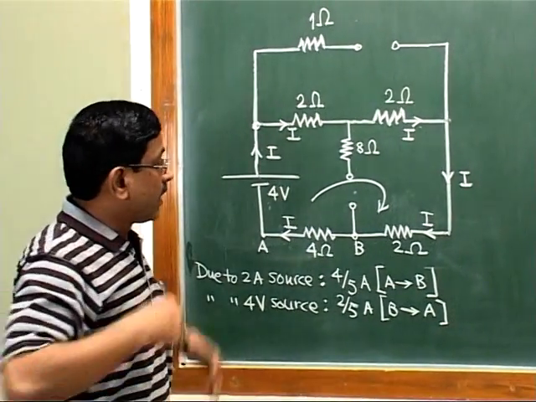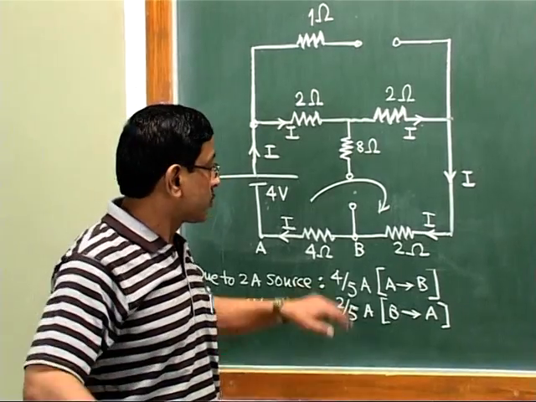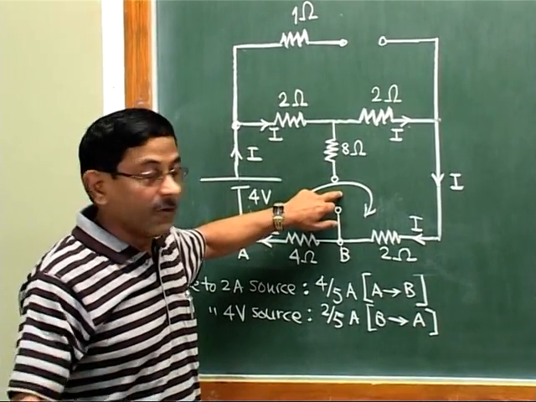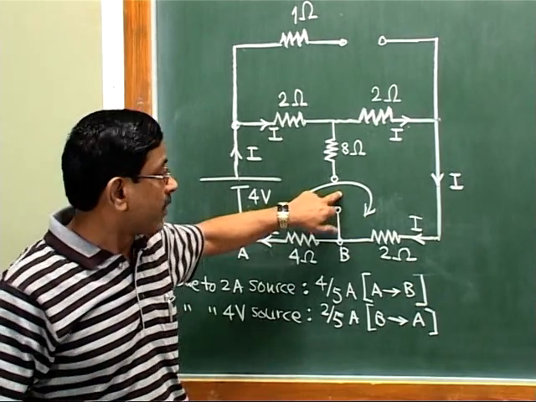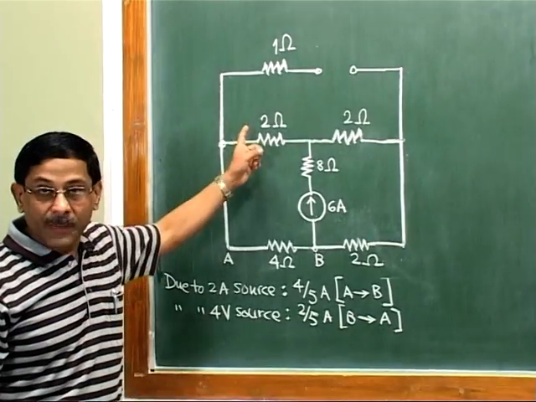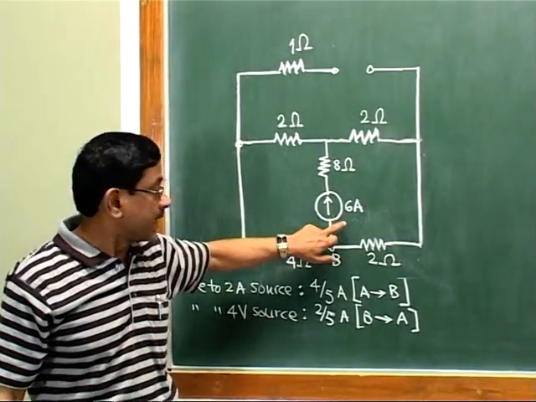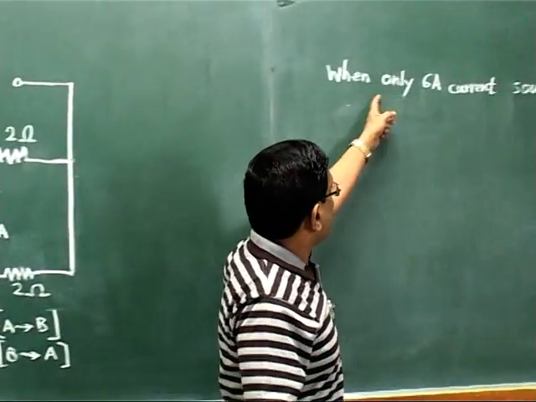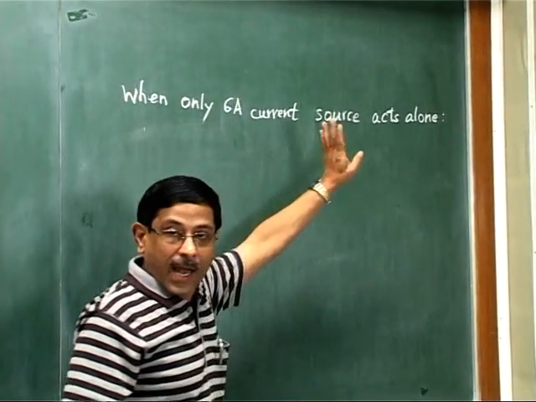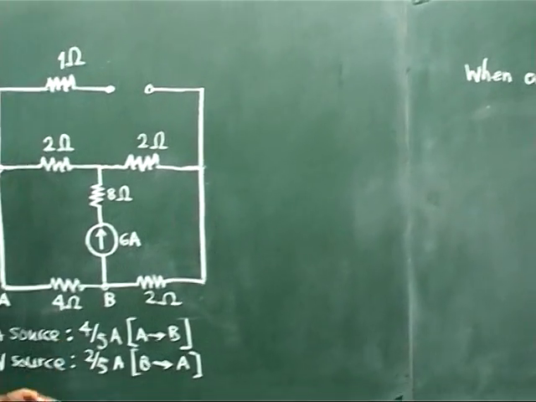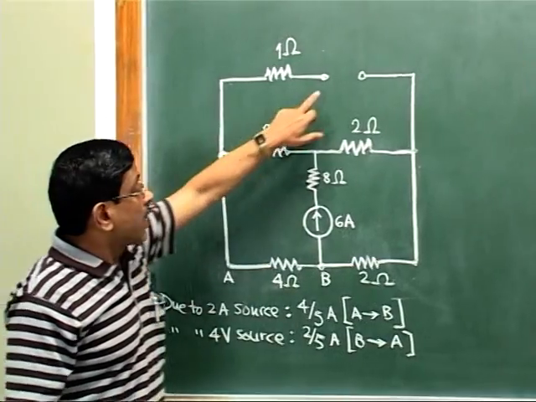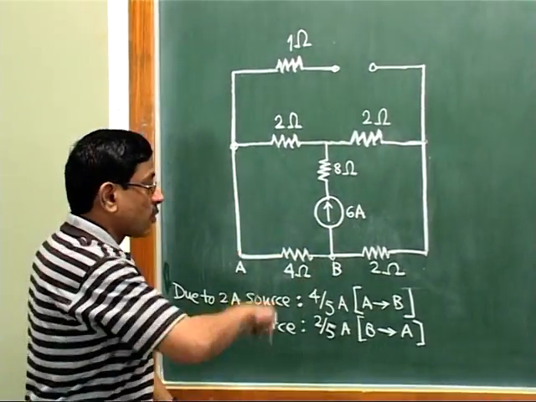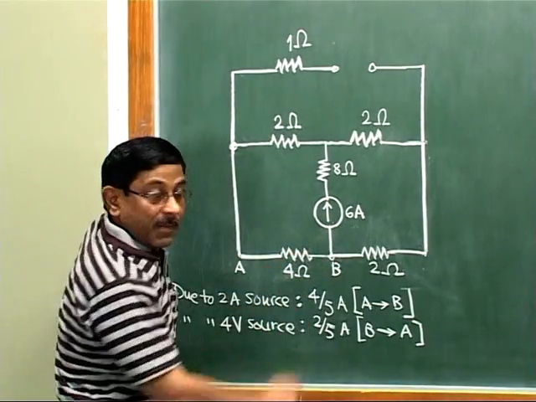And now let us move to the third source acting. Suppose we consider this 6 ampere source acting alone in the circuit. So obviously again we have to change the circuit accordingly. Now this will be our circuit for the third source, that is the 6 ampere source when it is acting alone. So here we have written when only the 6 ampere current source acts alone in the circuit. Again, as our regular practice, we have opened the other current source and we have shorted these two voltage sources. So only the 6 ampere current source is present.